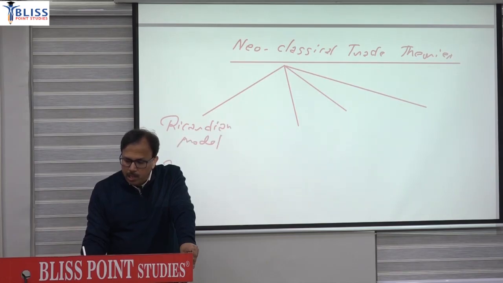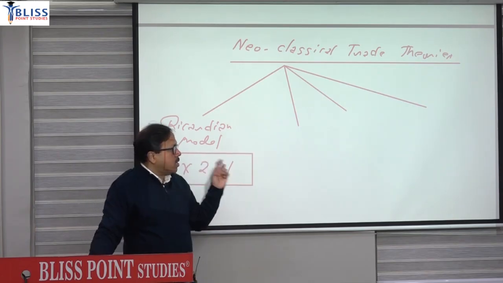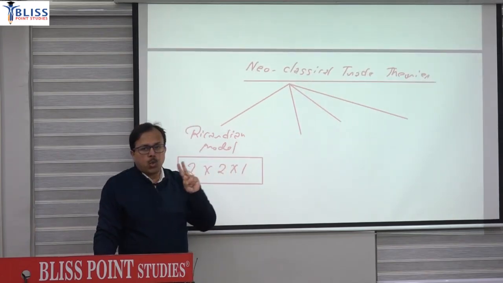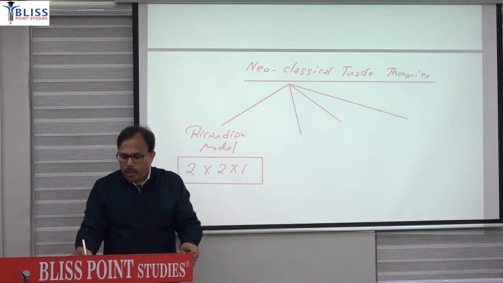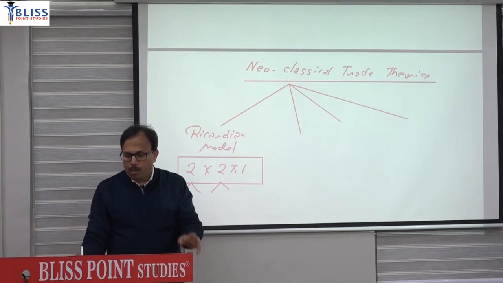That Ricardian model is based on the assumption of 2 by 2 by 1 model. It is 2 by 2 by 1 model, which means trade between two countries producing two products by using only one factor of production, that is labor. So here we explain trade between home country and foreign country producing two products, say cheese or wine, by using only one factor of production, that is labor.